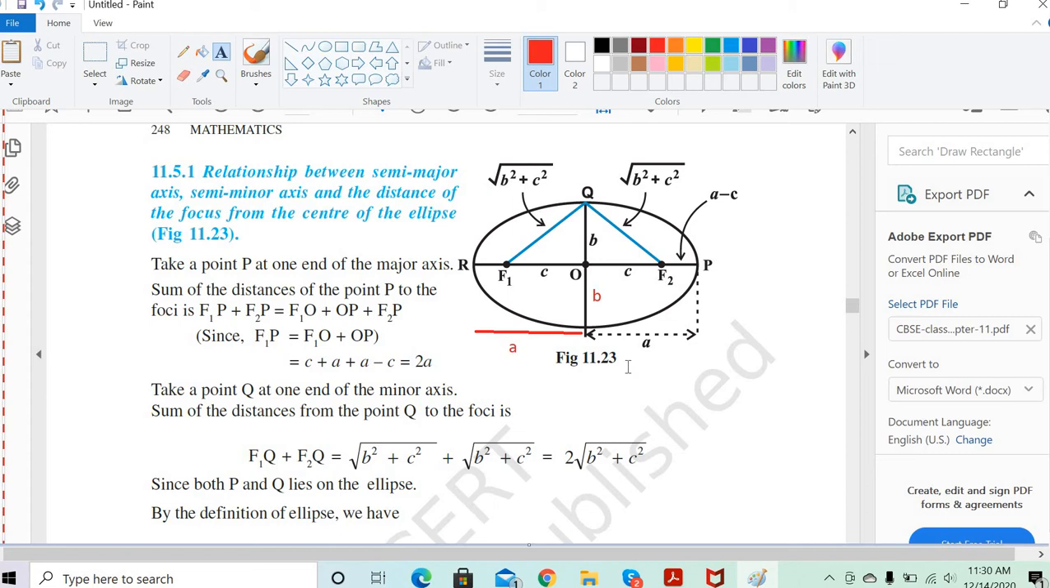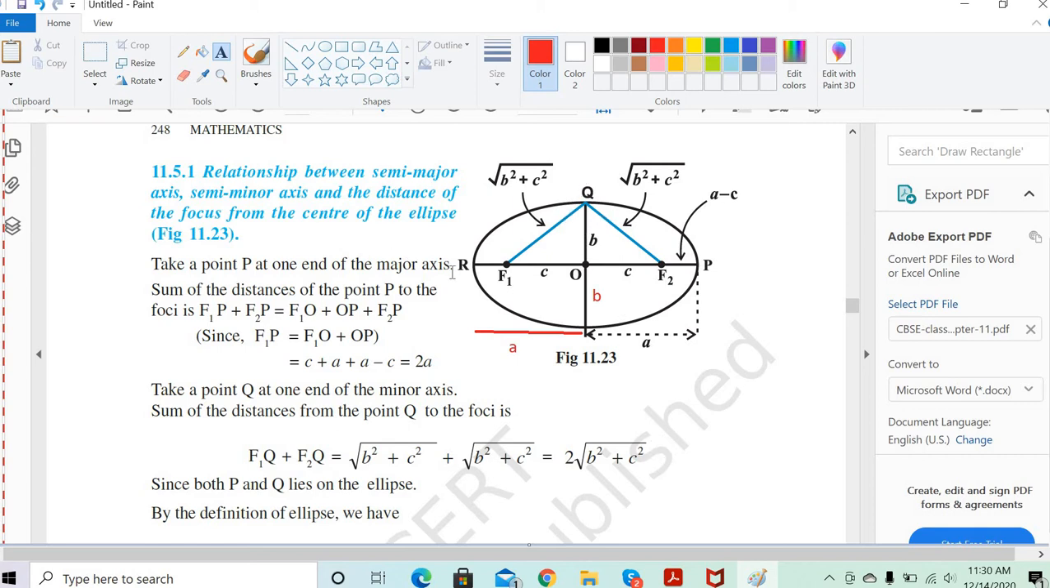So we know that Q is at a distance, basically the QO distance is B, isn't it? QO distance is B, and the distance between the foci is 2C, so OF1 will be C and OF2 will be C, correct? So Q exactly lies on the minor axis, right?